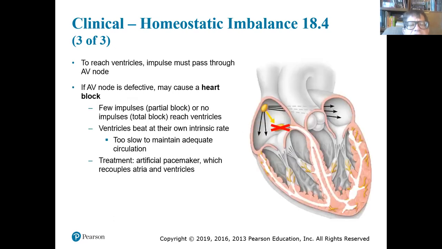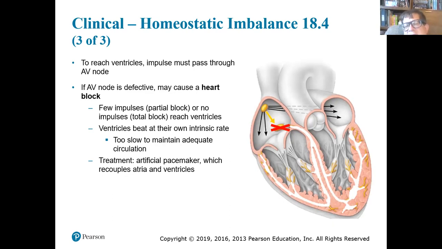All right, to reach the ventricles, you have to send the signal through the AV node. And so you start in the SA node, then you have to send the signal through the AV node. What if your AV node is dead? What if it's defective? If few things are getting through, we'd say there's a partial block. If nothing gets through, like it's dead, we'd say there's a total block, a complete block.